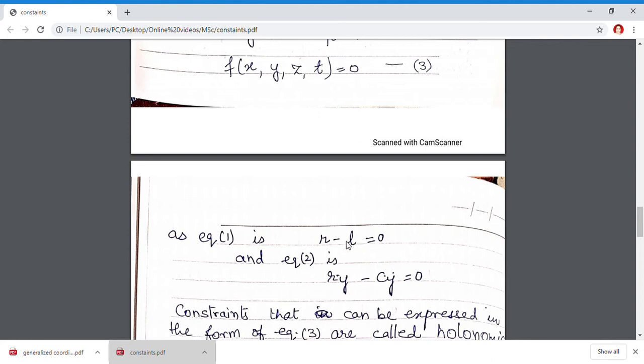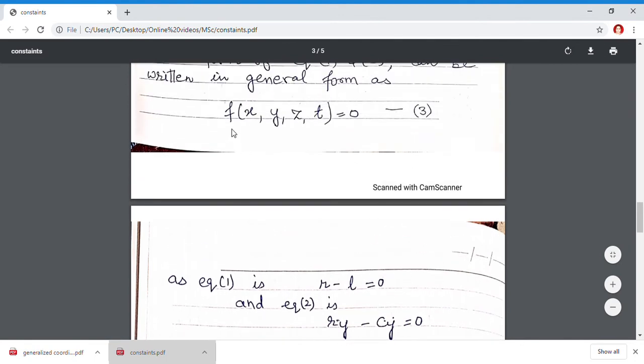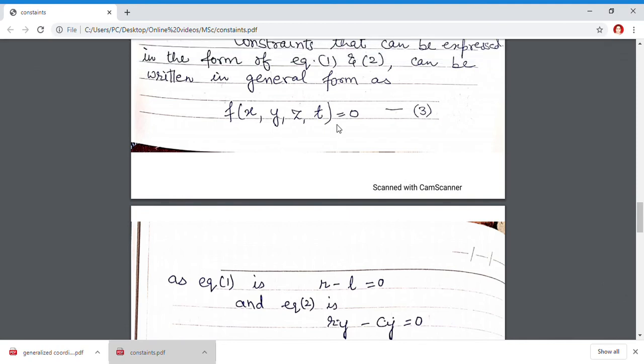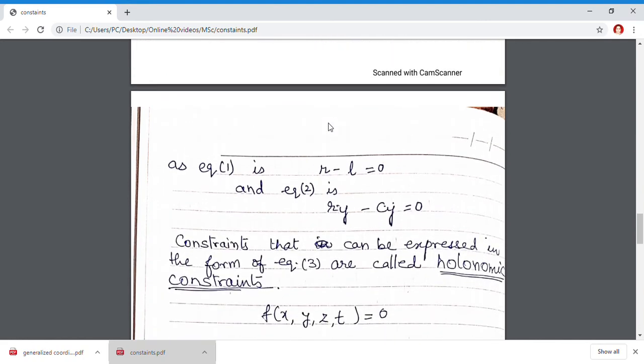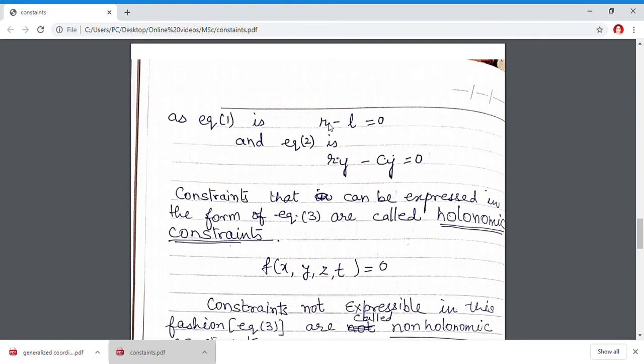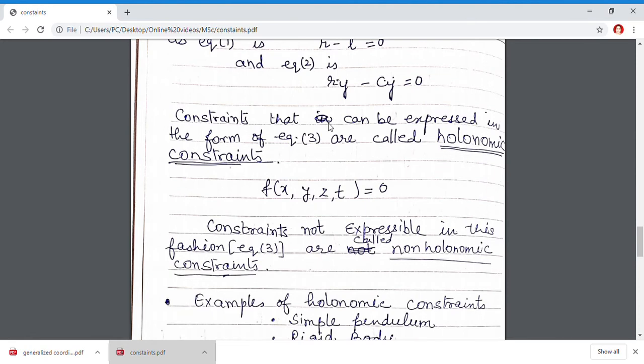Here the right hand side is equal to 0 and the left hand side is a function of coordinates. That means I am expressing it in the general form as f(x, y, z, t) equal to 0, t being the time. These constraints, which can be expressed in this form, are called holonomic constraints. That means constraints expressible as equation 3 are holonomic constraints. And constraints that cannot be expressed in this form are called non-holonomic constraints.